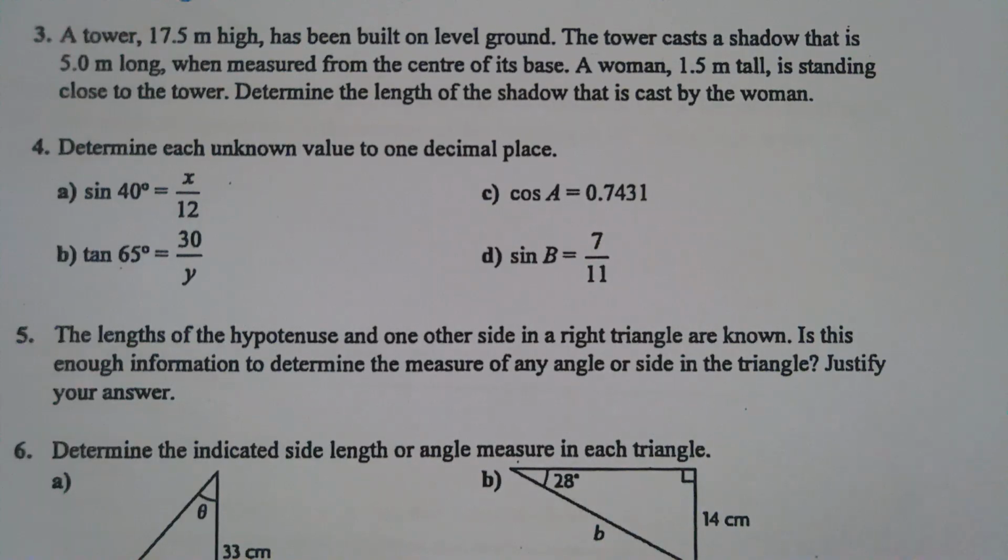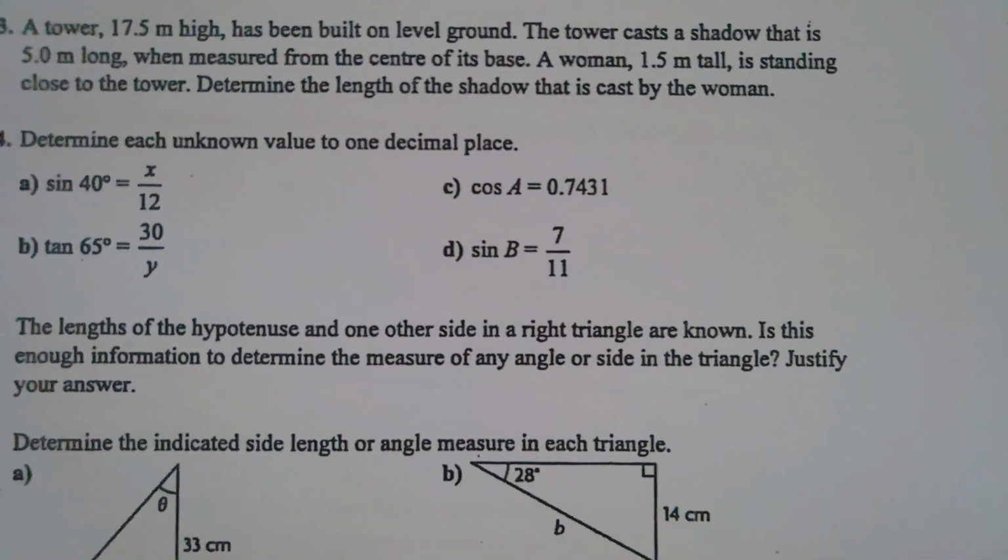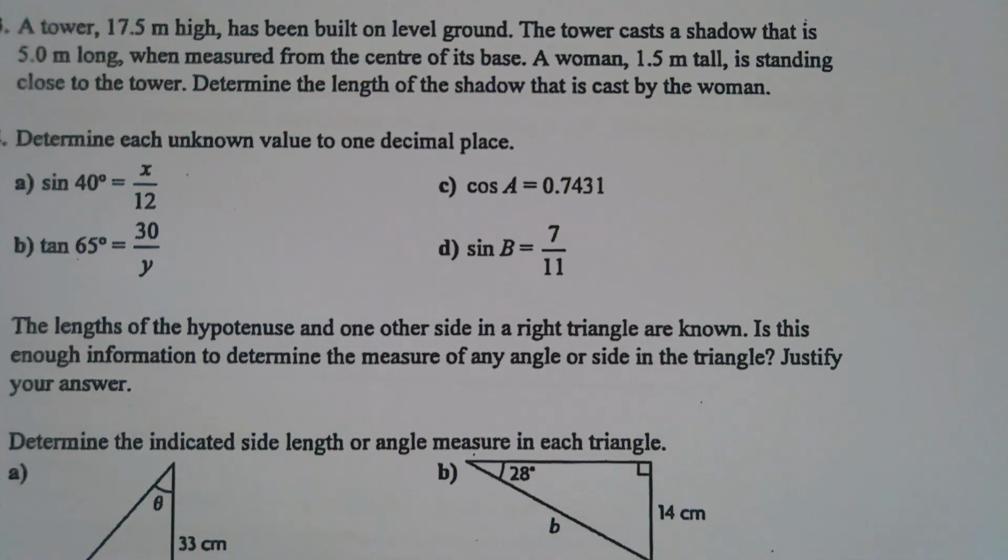Okay. A tower 17.5 meters high has been built on level ground. The tower casts a shadow that is 5 meters long when measured from the center of the base. A woman 1.5 meters tall is standing close to the tower. Determine the length of her shadow.